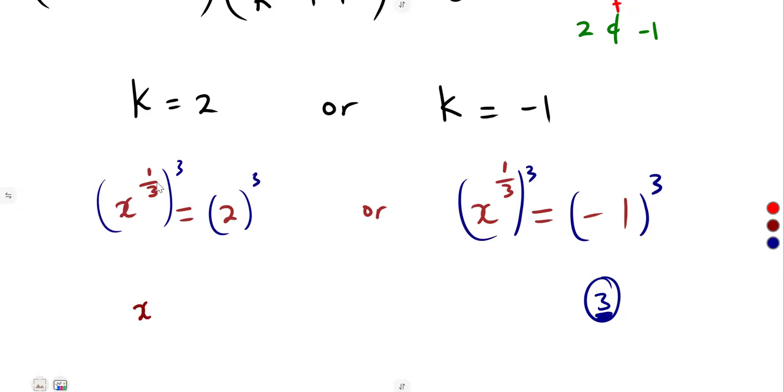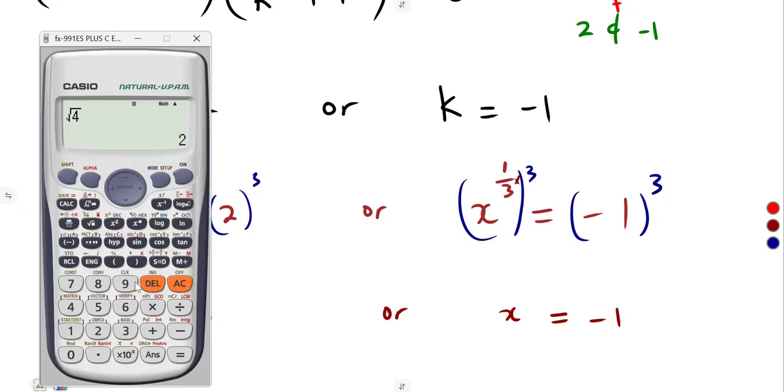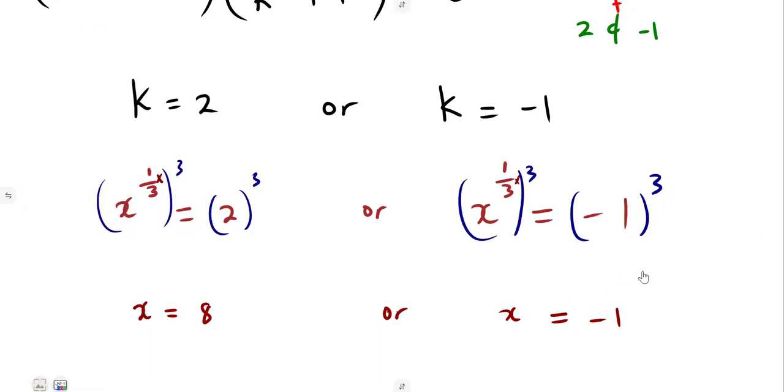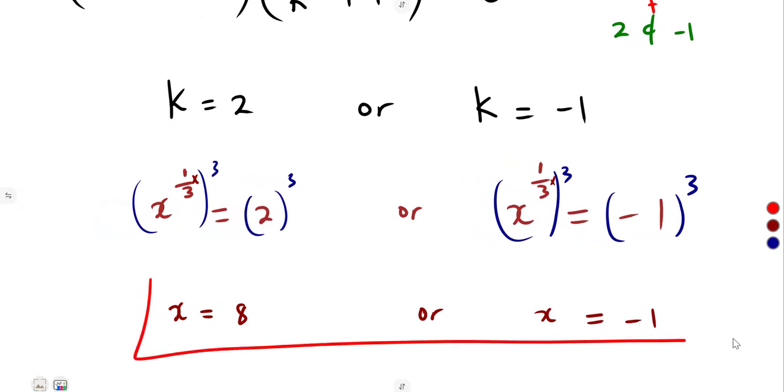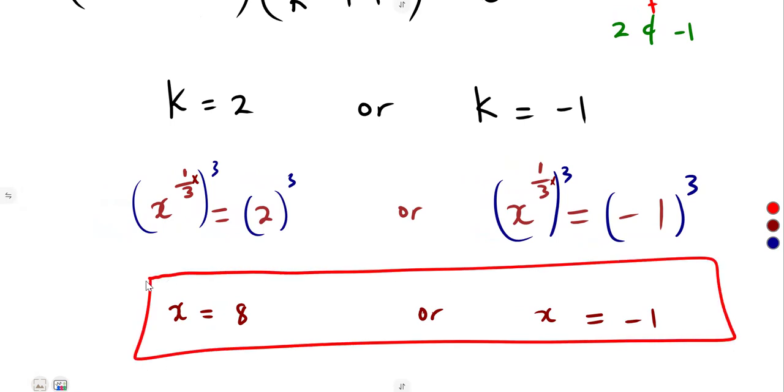So this one is going to give us x to the exponent of 1. 2 to the exponent of 3 is 8. All right. The same here, we are going to have x to the exponent of 1, and -1 to the exponent of 3 is -1. Just use your calculator as well. That is going to give us a -1. So these are the possible values of x from our equation.